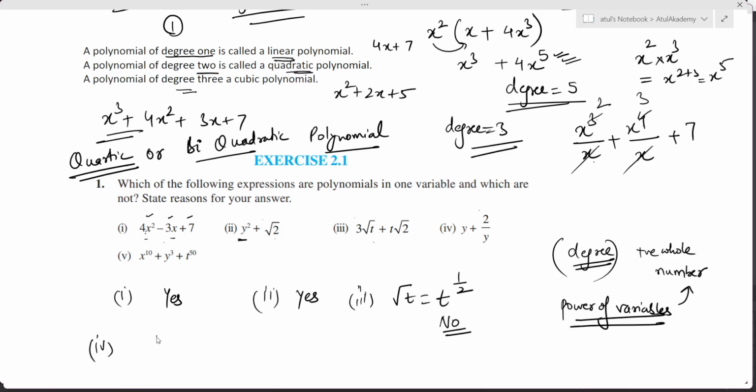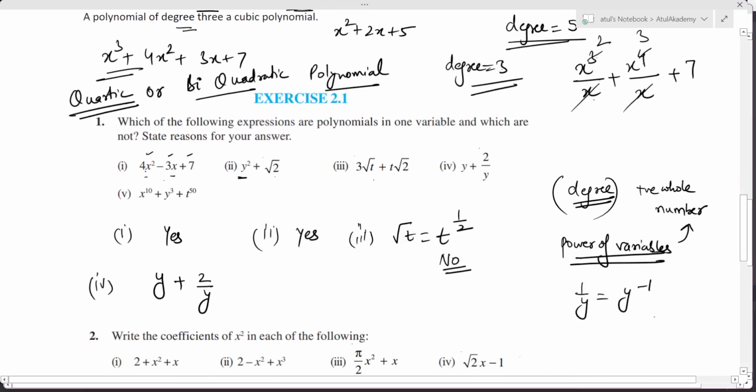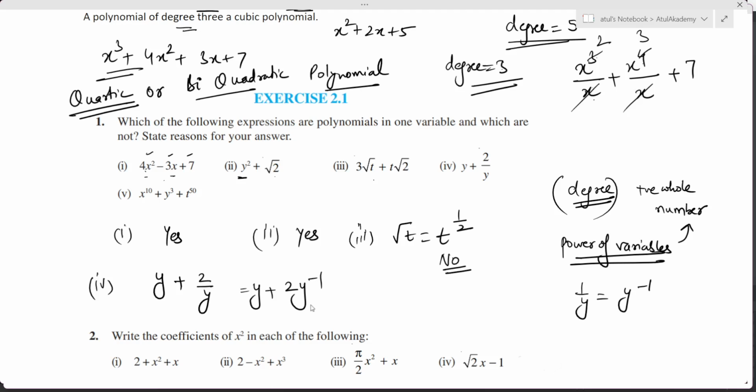Fourth part, it's y. The variable is only 1, but 1 by y, I think you know, is y raised to the power minus 1. So it will change to y plus 2, y minus 1. So is it a polynomial? No, it's not a polynomial because here the variable is having a negative power. It's not a whole number. Here it is a polynomial but with 3 variables. It's not a polynomial in 1 variable. So that is also no.